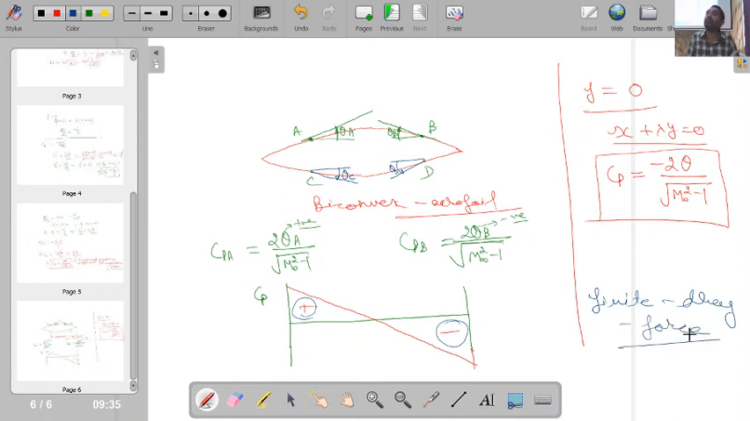In case of subsonic flow, what was happening? Cp was having the same sign on both ends. As Cp was having the same sign on both ends, the pressures were cancelling each other on both sides. So that is the reason that we were having zero drag force. But over here, because one is positive and one is negative, when you calculate the net balance, that will give us a finite drag force.